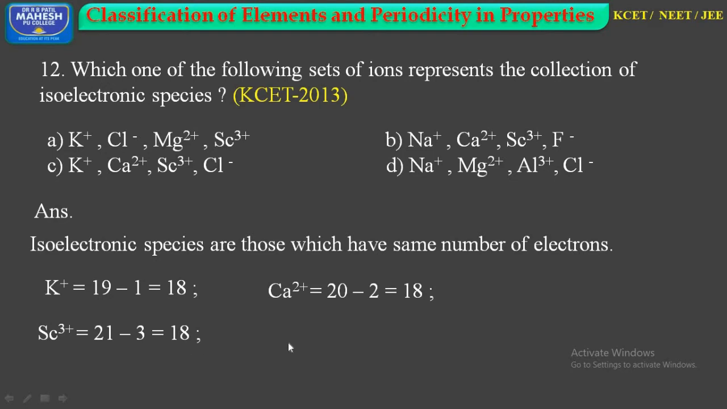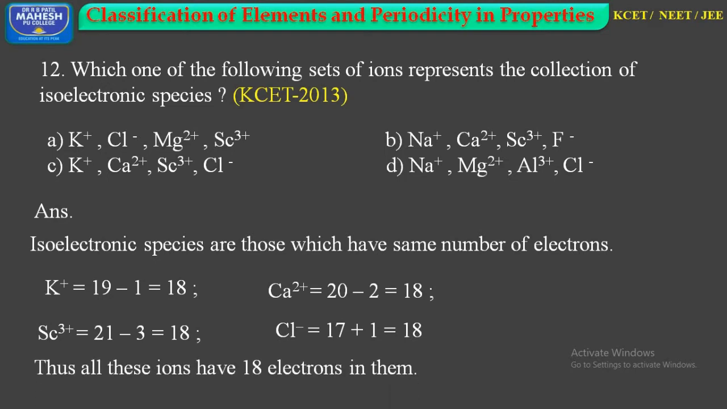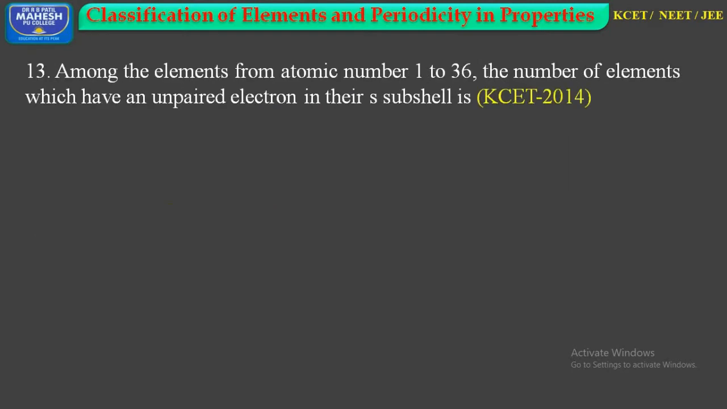And in case of chloride, students, atomic number of chlorine is 17, gaining 1 electron. One electron in the chlorine atom is gained. So we do plus 1. 17 plus 1 equals 18. Thus, all these ions have 18 electrons within them. So option C is the right answer. K plus, Ca 2 plus, scandium 3 plus and chloride ions. Moving to the next one.